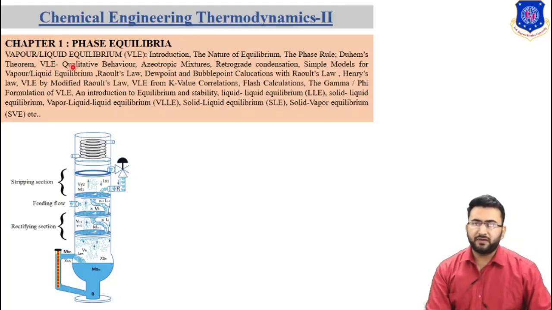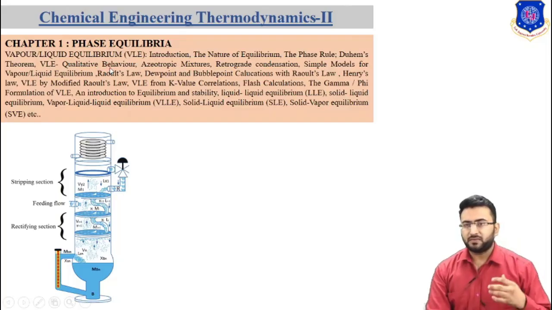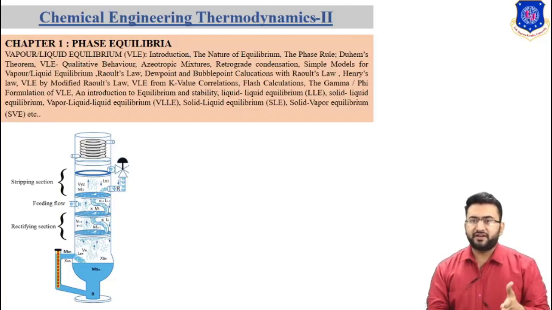Then we will talk about the VLE quantitative behavior, in which we are going to understand the TXY diagram for a binary system and the PXY diagram for a binary system and completely miscible system. Then we will talk about azeotropic mixture. An azeotropic mixture means a mixture made of two components which have near boiling points, or we can say that an azeotropic mixture means constant boiling point.